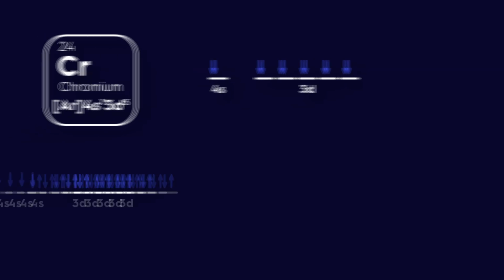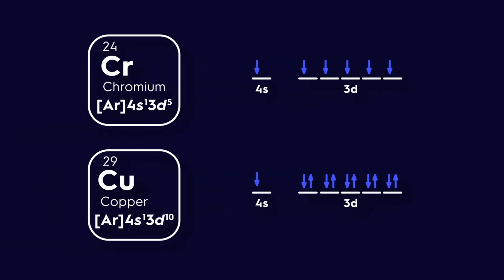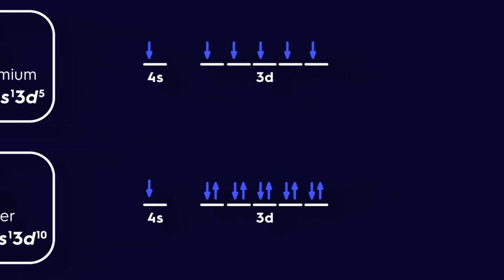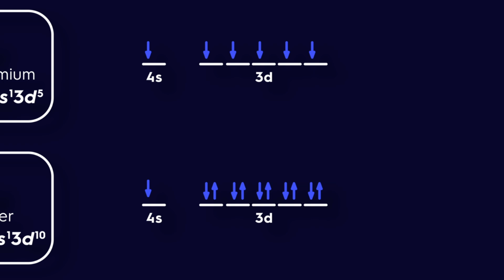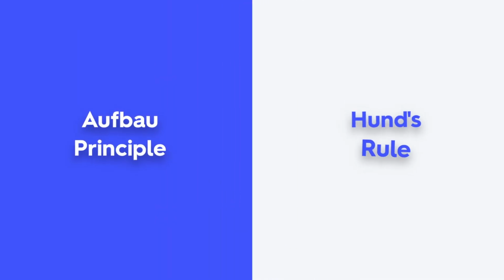There are also subtle exceptions like chromium and copper, where extra stability comes from half-filled or completely filled subshells. But overall, the Aufbau principle and Hund's rule work together to predict most electron configurations accurately.